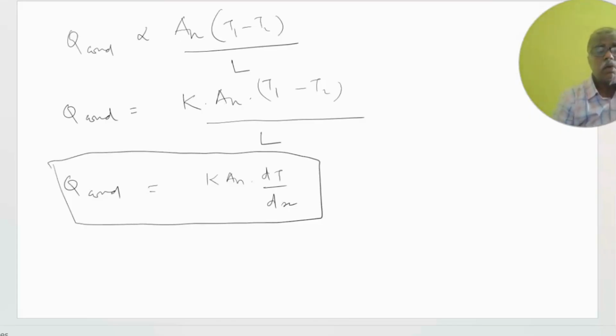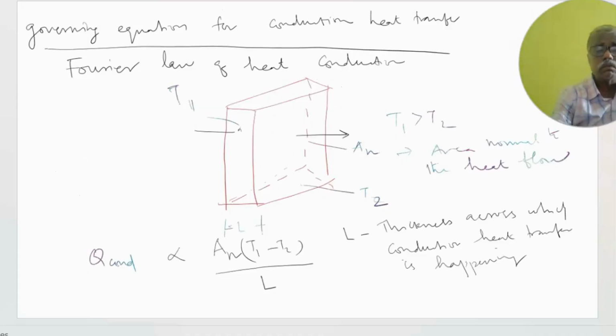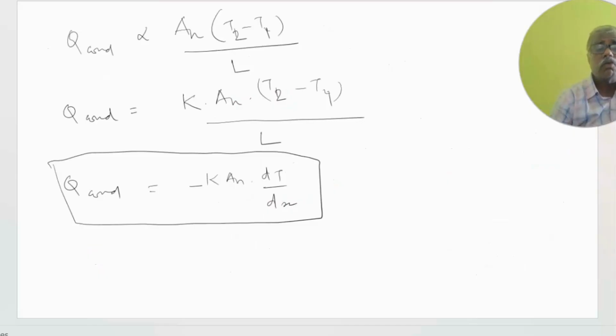A minus sign will be included here. We actually have to put final temperature minus initial temperature, T2 minus T1 here. Correct in the previous slide also. So this should be T2 minus T1. The customary way of doing it is final temperature minus initial temperature. So it is AN into T2 minus T1 by L. So therefore the T2 minus T1 will have a minus sign.